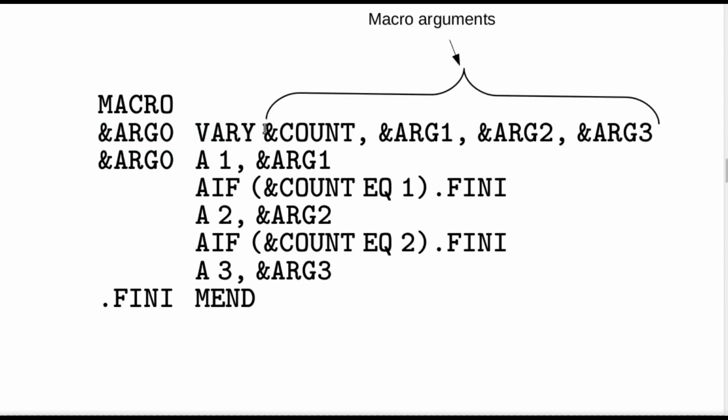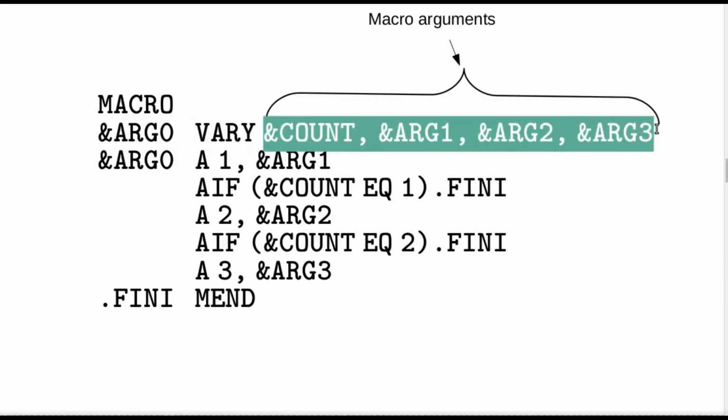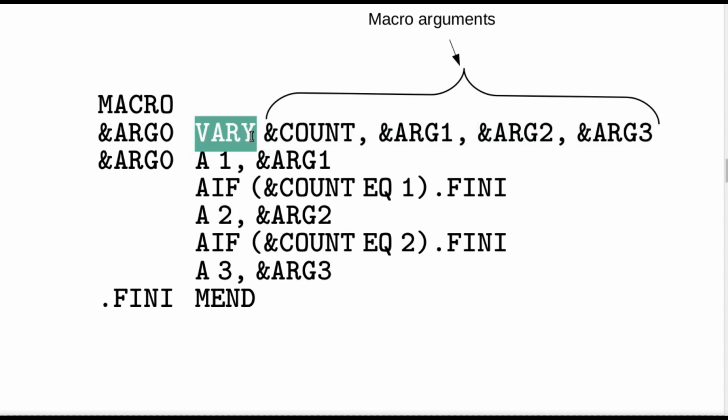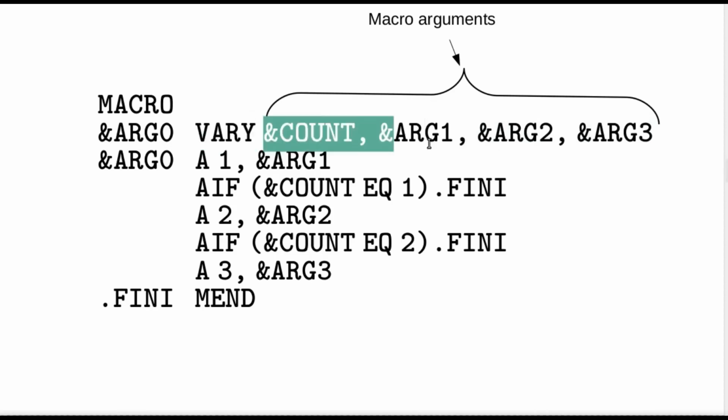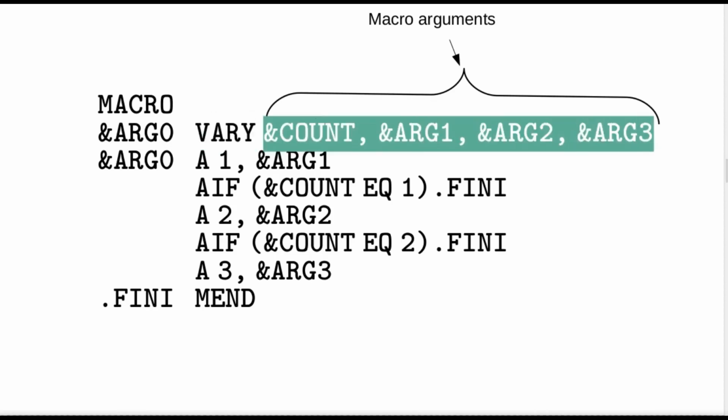Similarly, all these four things, &COUNT, &ARG1, &ARG2, &ARG3, are nothing but macro arguments. So in the first instruction of the macro definition, we have the macro name and the macro arguments.